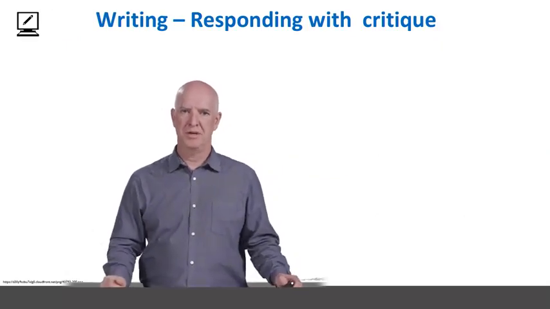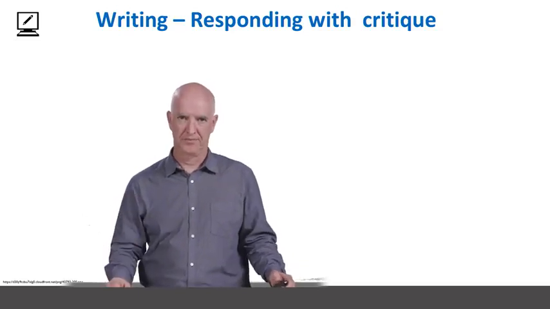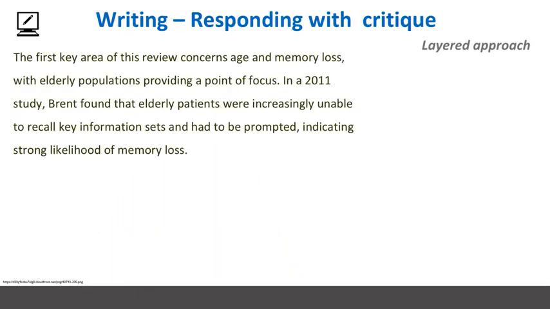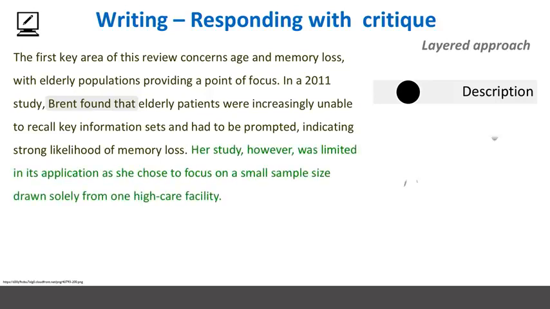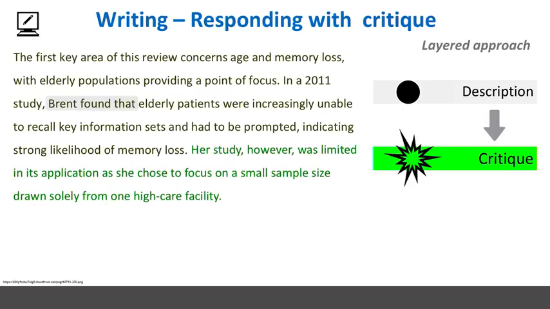Another element of the Lit Review is responding with critique. So, let's look at another example. As I give you these parts of the paragraph, read through them and look at what's going on. It's a layered approach to writing. The first layer, again, shows us description. It's what Brent found. A second layer reveals some critique going on. And again, we have was limited in its application. This is some sort of deficit critique, showing a limitation of Brent's work.